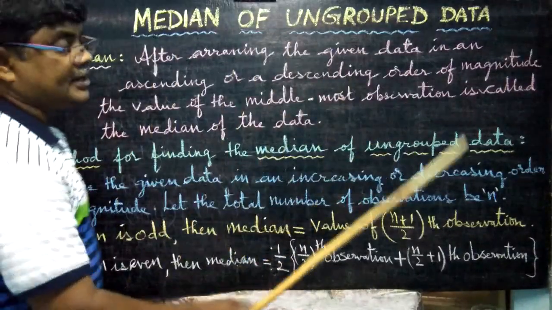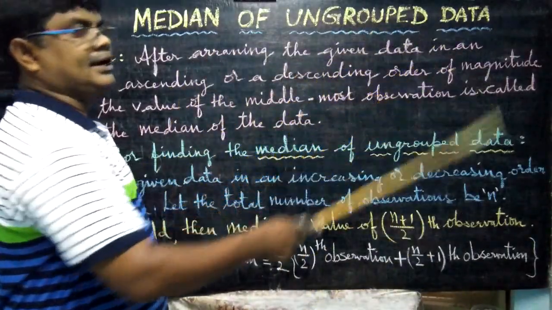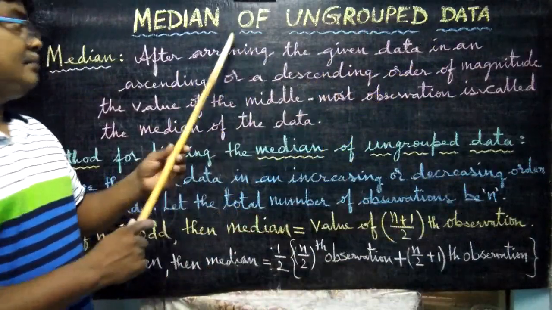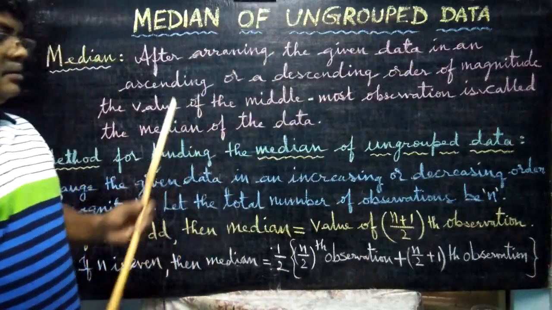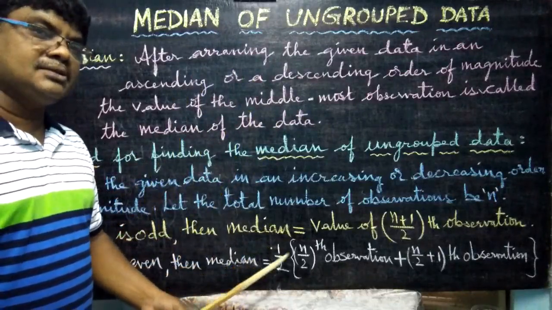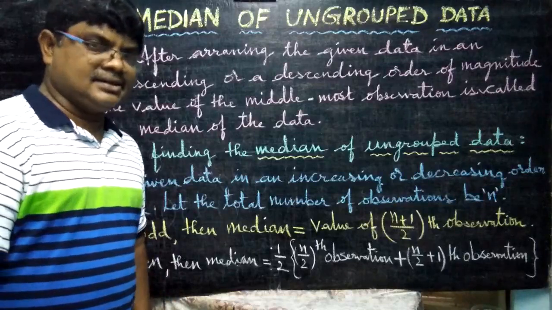This is the whole introduction to the next topic, median of ungrouped data. Are you able to follow? Median means middlemost value. First thing, arranging in order. Afterwards, these two formulas. Learn them by heart, then you will get this chapter easily.